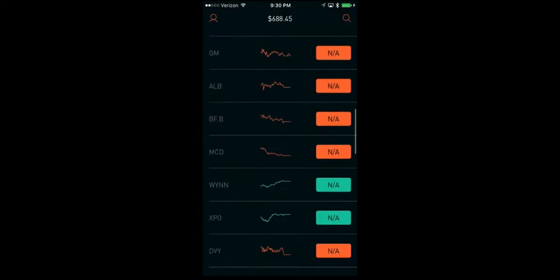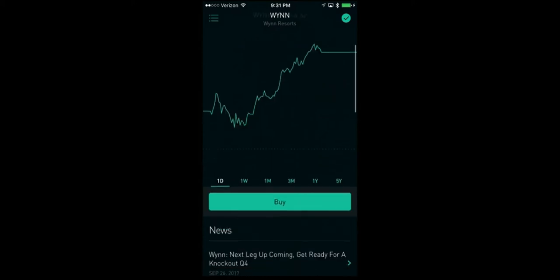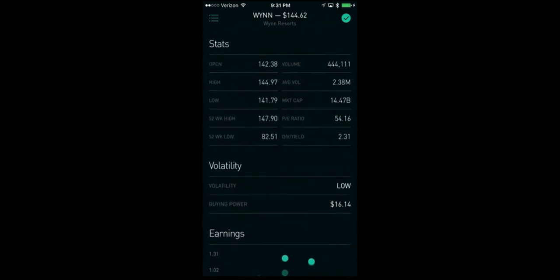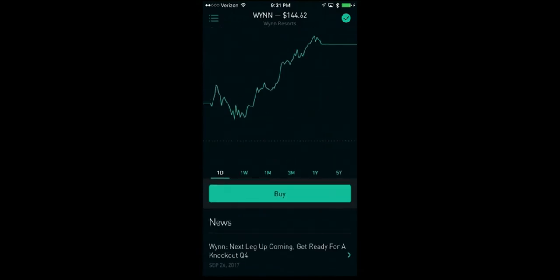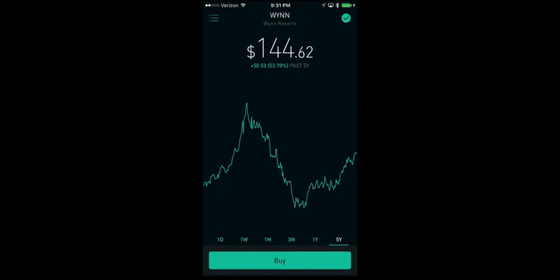Next in the consumer services industry is Wynn Resorts. This is a real estate developer, major casinos in Macau and Las Vegas, lots of other real estate, and it's prime real estate in these major gambling destinations. Now, it does have a dividend as well, 2.31, 14.47 billion market cap. It's up from 82, 51 in the last year. And it does have a great 1 year and a great 5 year as well. It's definitely a long-term hold. And this is one that I'm definitely going to get within the consumer services industry.